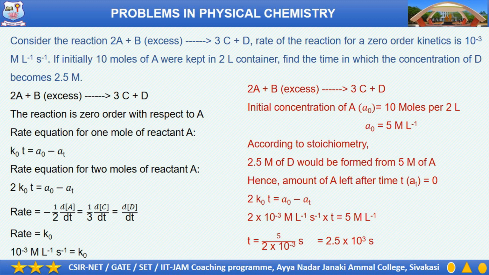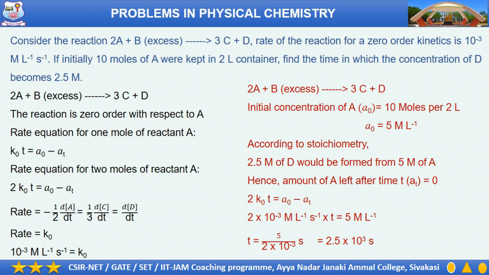For 2.5 moles of formation, how many moles of A would be required? Tell me the answer. 5 moles. Therefore, how many moles are present? 5 moles. Therefore, what is the amount left after the time T? It is 0. Therefore, 2 into K₀ into T is equal to A₀.